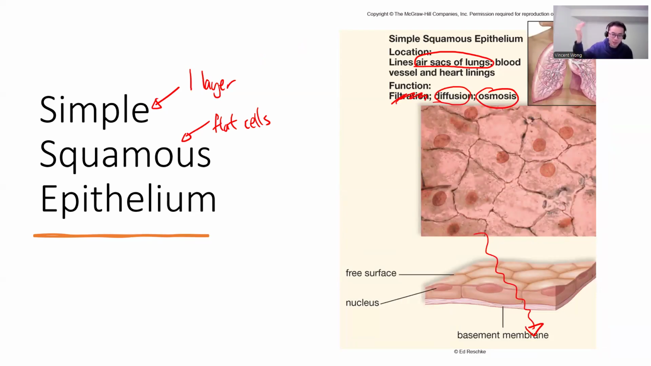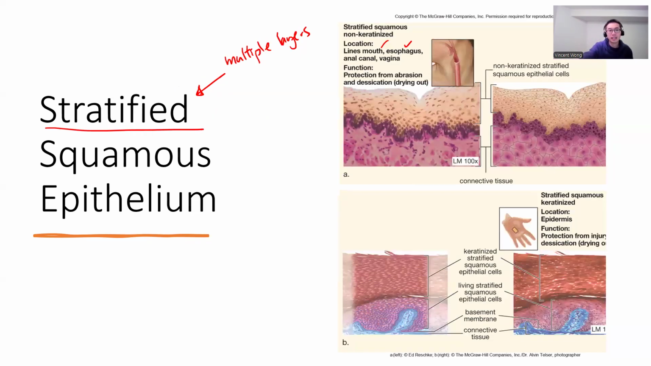Okay, and things just go right through, and that's okay. We need it for diffusion. Stratified squamous, not good for things to pass through, but so many layers, it offers more protection. Okay, that's about as much as you need to know.